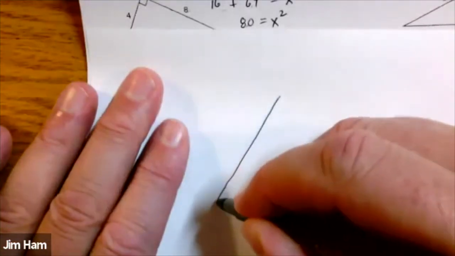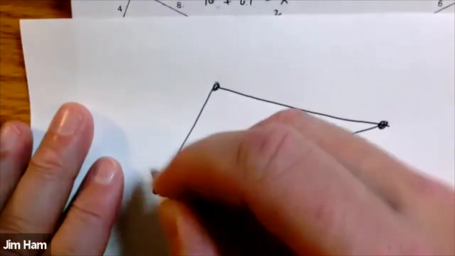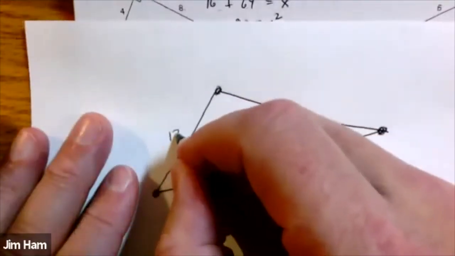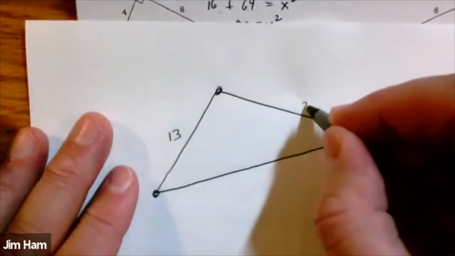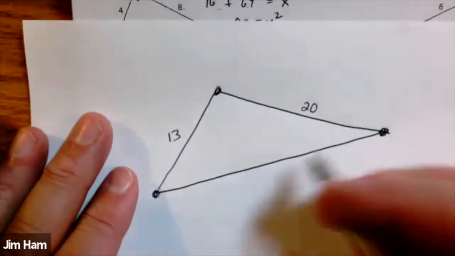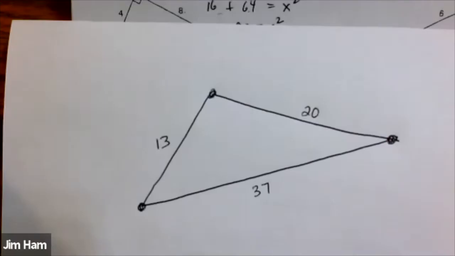I'll try to draw a triangle here. And my question is, is this triangle possible? Could I actually draw one like this? So let's say that this is 13. This one's a little bit bigger. Let's say it's 20. And this one is much bigger. So let's say it's 37. Is this a right triangle?